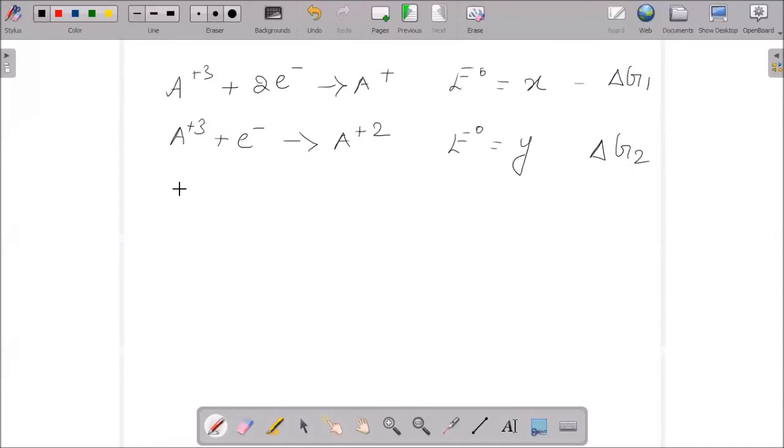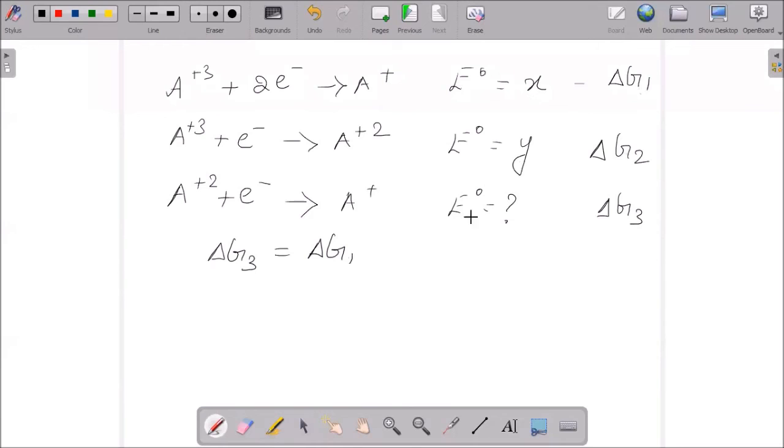This is all assumption, and Al2+ plus 1 electron will give us Al+, and let us assume this is what we need to calculate, hence we will take it as delta G3. So if we want to calculate delta G3, it is equal to delta G1 minus delta G2. As it is given in the formula, delta G3 we can say is minus nFE naught. Hence, for this, it is minus 2F X minus 1 F Y.